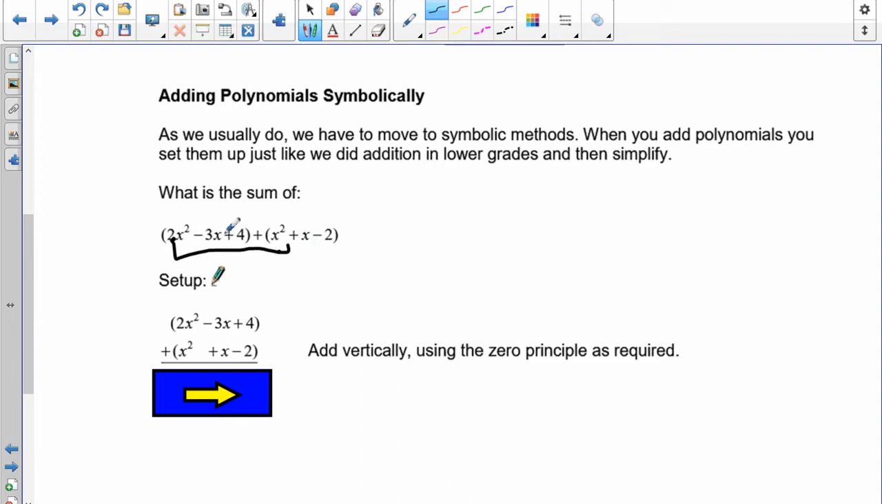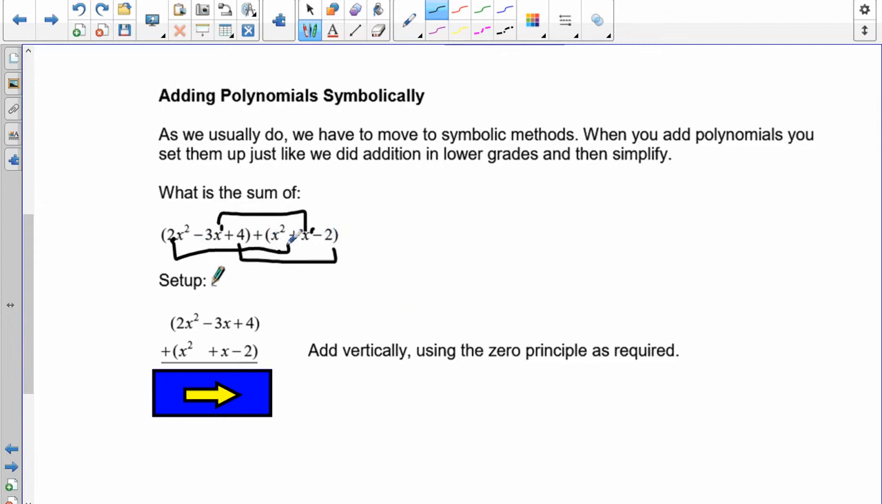This is an x and that's an x, so they have both got an exponent of 1. That means they have the same degree and they have the same variable x, so this one and that one can go together. And of course the constant 4 can go with the negative 2. Now remember, that is a negative 2, not just a 2.